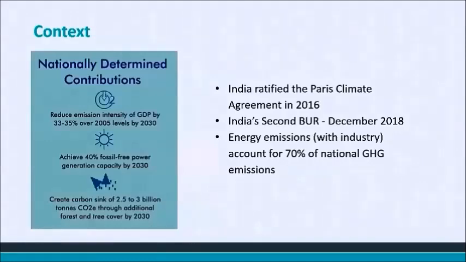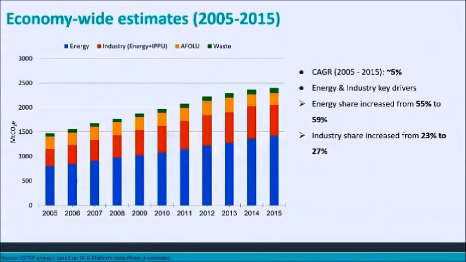Moving on to a broad level summary of India's GHG emissions over the past decade or so, our emissions have increased from about 1,500 to 2,400 megatons of carbon dioxide equivalent. We see that the energy sector is a key driver of emissions in India, accounting for 59% of its emissions in 2015. As a growing economy, still heavily reliant on fossil fuels, our energy sector's share in emissions has also risen, as has the industry sector's.